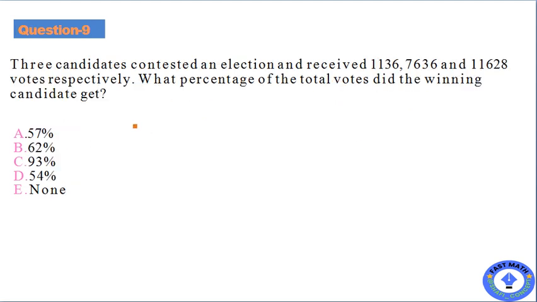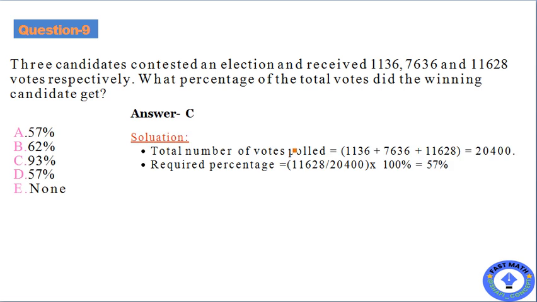Coming to the second one, three candidates contested an election and received the votes successively 1136, 7636 and 11628. What percentage of the total votes did the winning candidate get? It is clearly mentioned that an election has been contested by three candidates who got these numbers of votes. What we have to do is total the votes got by the contestants. The total is 20,400 votes.